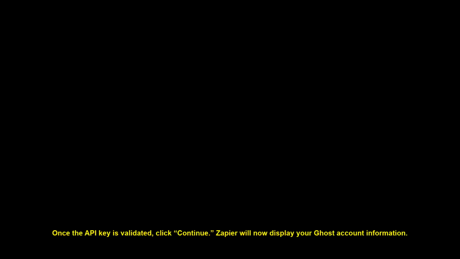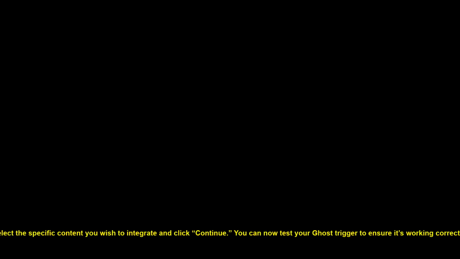Zapier will now display your Ghost account information. Select the specific content you wish to integrate and click Continue. You can now test your Ghost trigger to ensure it's working correctly. If the test is successful, proceed to set up the action step in your Zap.